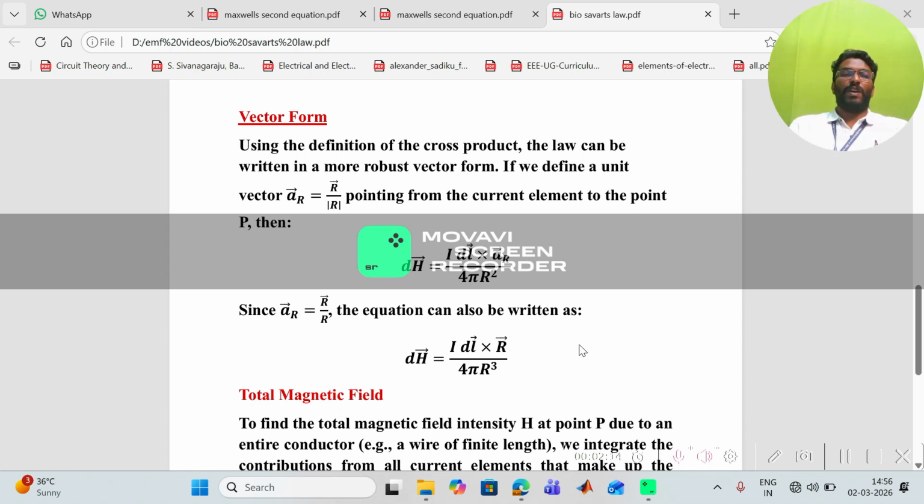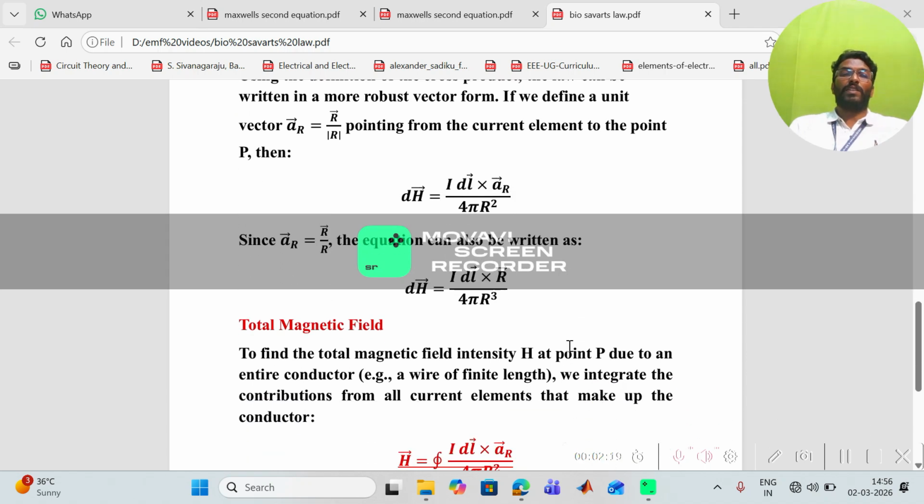Since aR is equal to R by modulus R, the equation can also be written as dH is equal to Idl cross, in place of aR, I am writing it as R by modulus R, which is going to lead us to Idl cross R bar by 4 pi R cube.